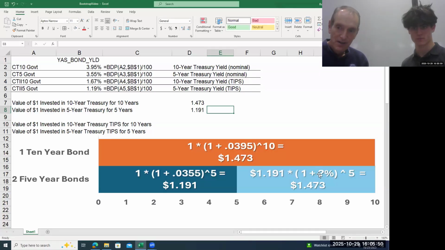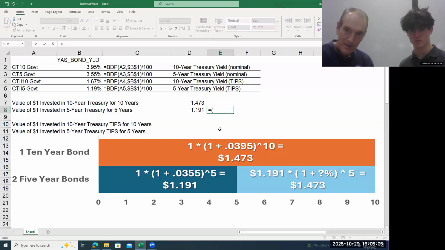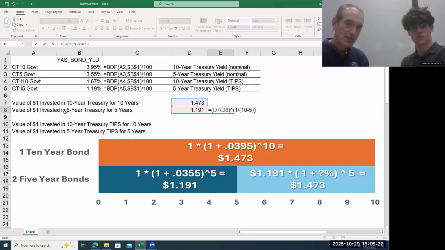Well, we need to solve for this percent. Yes, sir. How do we do that? You take the 1.473 divided by 1.191, raise it to the 1/5, minus 1, and you just have to trust me, that gives you that number. So if we take the maturity value of the 10-year divided by the maturity value of the 5-year, raise it to 1 divided by 5. You can think of it as the longer bond, the 10-year, minus the shorter bond. So it's 5, not because it's a 5-year treasury, it's 5 because 10 minus 5 is 5.